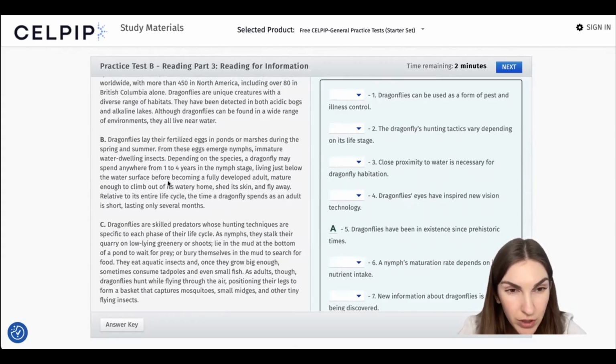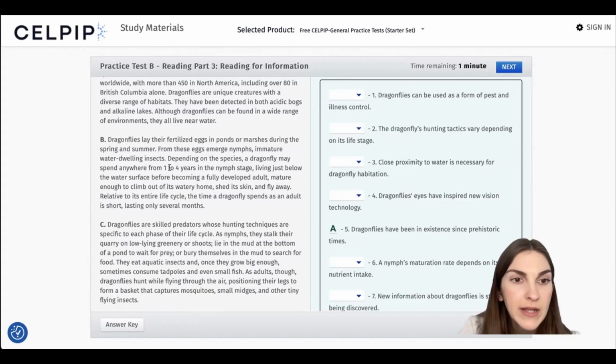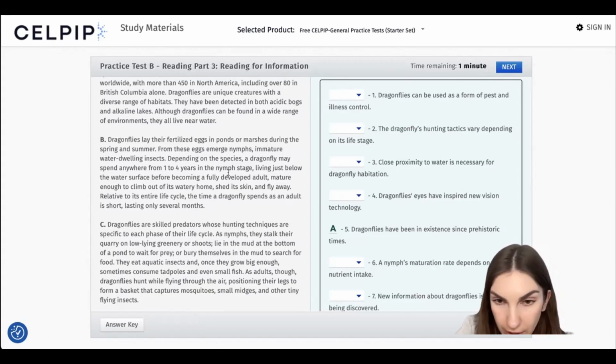Living just below the water surface before becoming a fully developed adult, mature enough to climb out of its watery home, shed its skin, and fly away. Relative to its entire life cycle, the time a dragonfly spends as an adult is short, lasting only several months. So adult is short, several months, and nymph, 1 to 4 years.